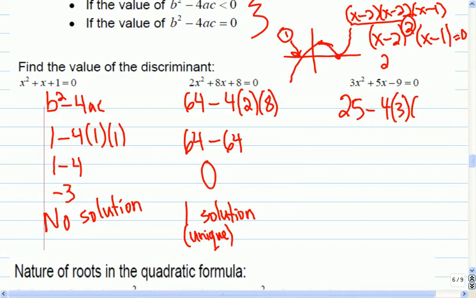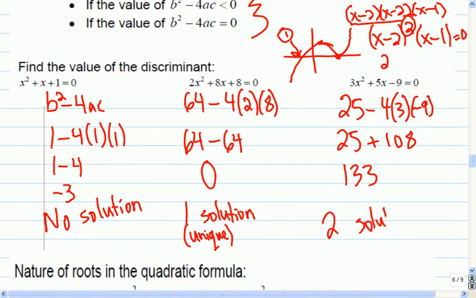Now, where were we? We were on this one. Okay, so there was a negative 9, so it means it's 25 plus 108, so that's 133, which means there'd be 2 solutions. Okay, and both are unique.